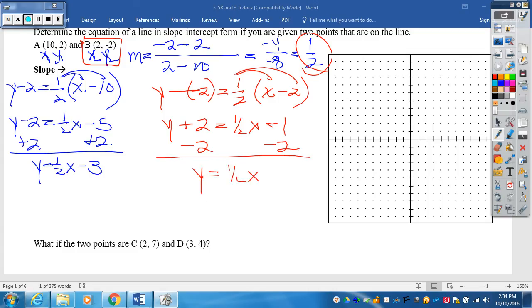1/2 x minus 3. Oh, we got the same exact equation on both sides, okay? For all of these, I would like you to go ahead and graph those out for me. I just think that it's good practice to get in the habit there. Again, we can always prove to ourselves that those 2 points are on that line.